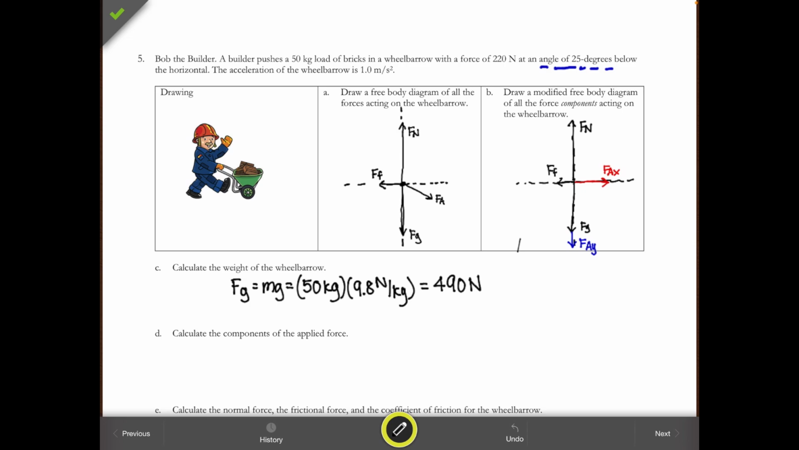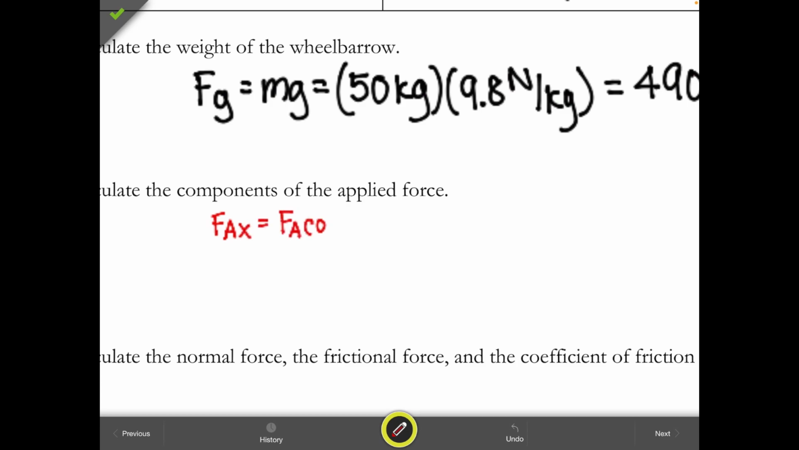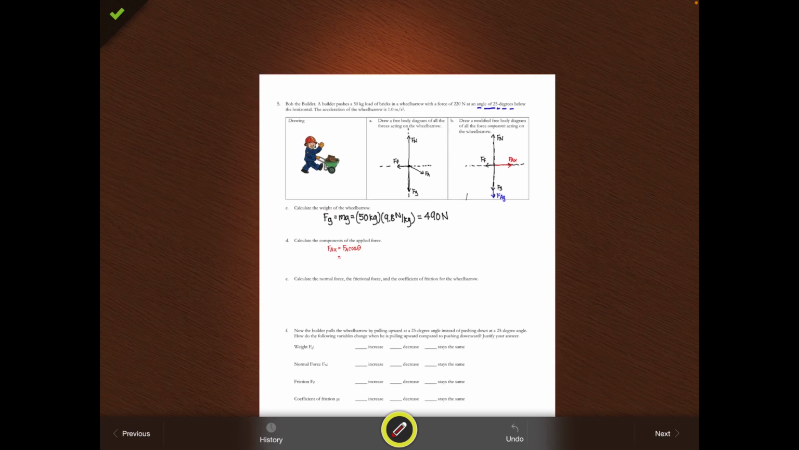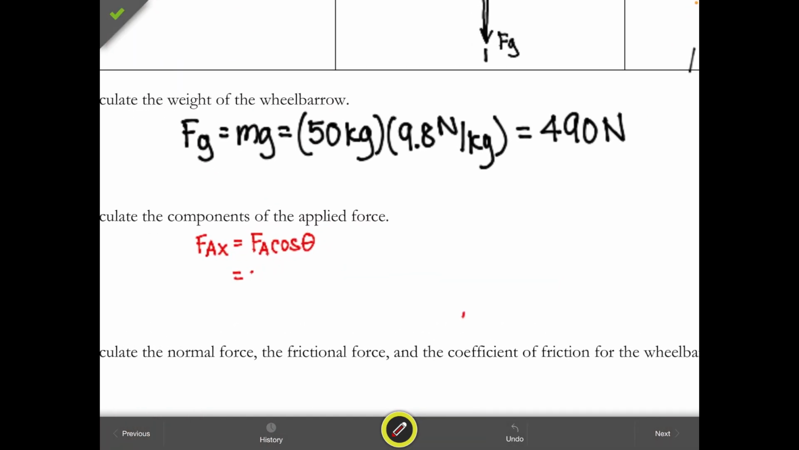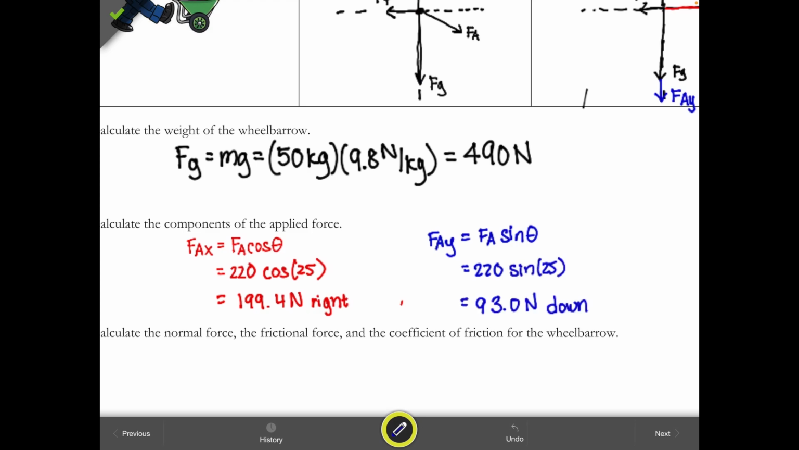The components of the applied force, these go along with Fax and Fay. And I want you to notice that now I have to use cosine with x and sine with y. This was a force of 220 newtons at 25 degrees. 220 cosine 25. That gives 199.4 newtons, right? Fay goes with sine now, so that's 220 sine 25. Substituting that into my calculator gives 93 newtons down.